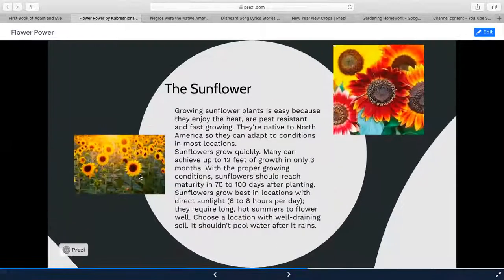Last but not least, my favorite flower in the whole entire world, the best flower known to man, I believe, in my opinion, is the sunflower. Ms. Breeze, why is the sunflower so cool? Well, I love the sunflower because, one, it is absolutely beautiful. I mean, check it out.